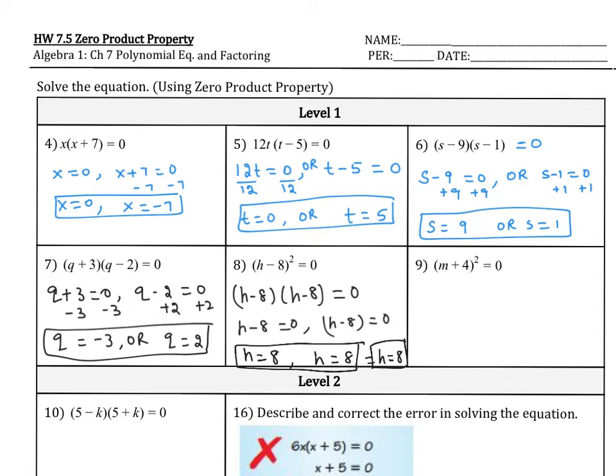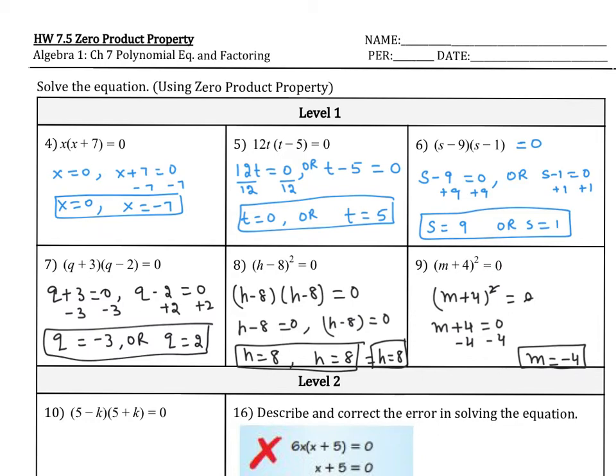Similarly, for number 9, you're going to have m plus 4 squared equals 0. Square cancels with 0, you get m plus 4 equals 0. When you solve this, subtract 4 on both sides, you get m equals negative 4. So when m is negative 4, then this factor should be equal to 0.